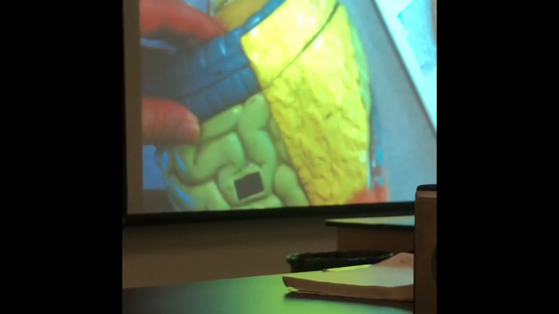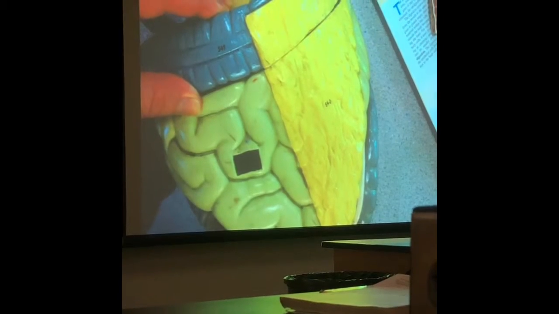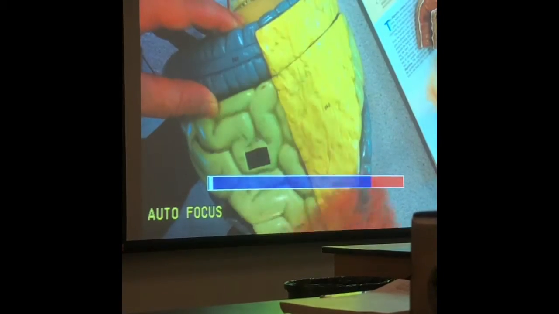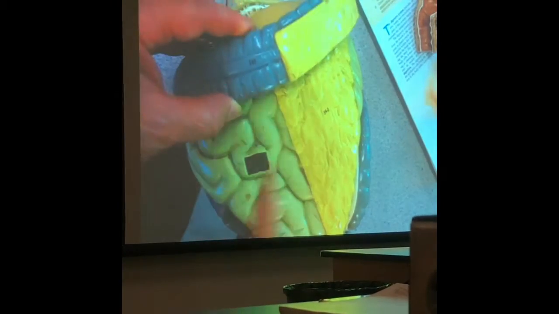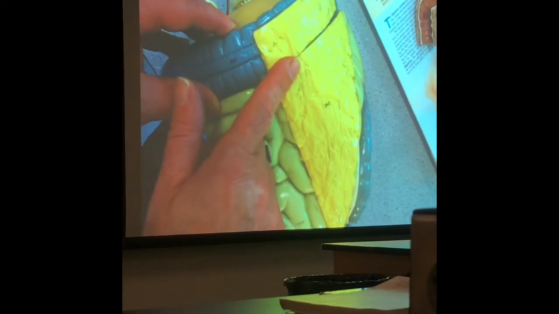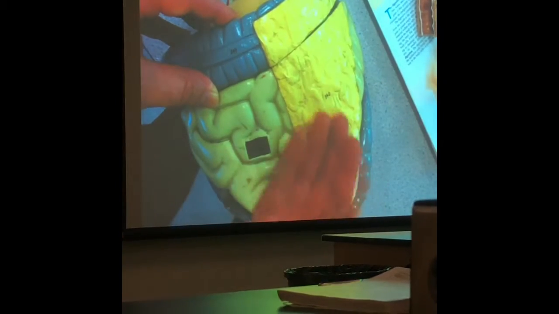But the omentum comes down like an apron and comes back up, and it attaches to the transverse colon here. So you can see all the fat with it.